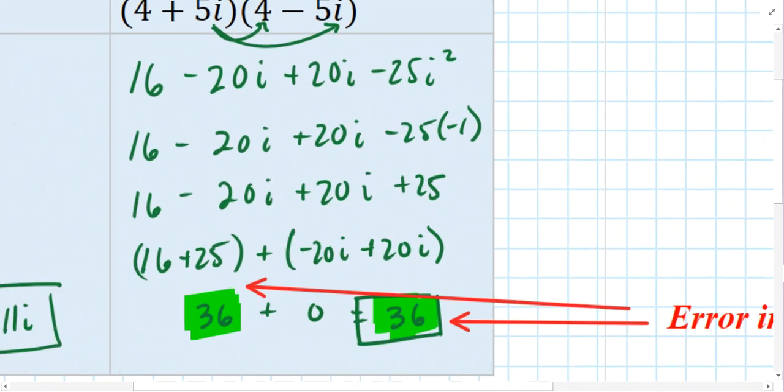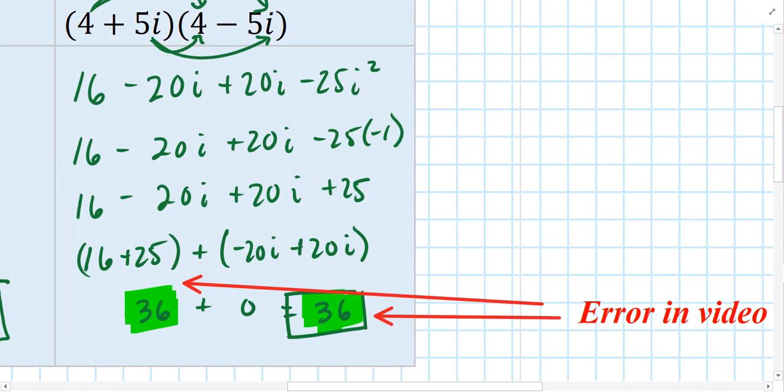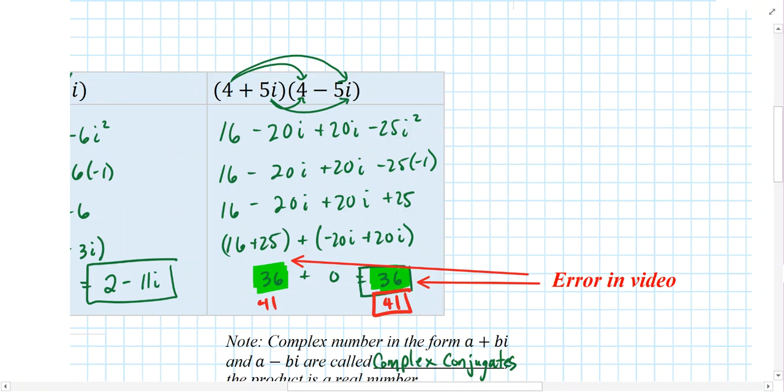However, hopefully you caught my mistake here. This was unintentional, but it was a mistake nonetheless. After performing the double distribution or the FOILing process here, everything was fine up until this point, but I made a simple math error. 16 plus 25 is not 36, but instead 41. So we should see a final answer of 41 here, not 36.